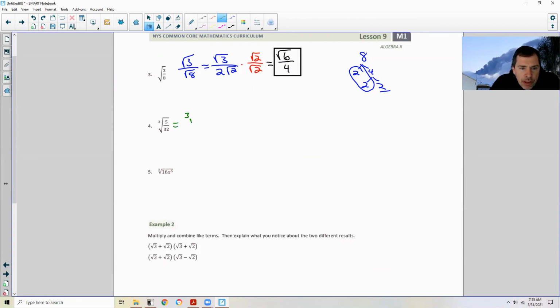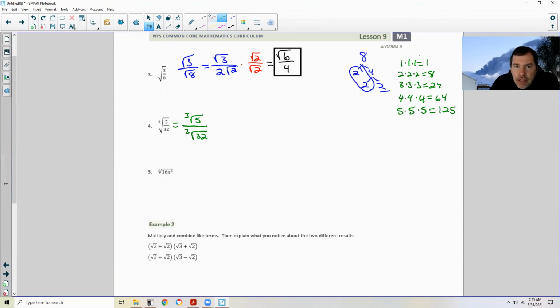So I'm going to split this up just like we did the square root. So it's the cube root of 5 over the cube root of 32. All right. Now, what are cubes? 1 times 1 times 1. So let's just do this for a minute. 1 times 1 times 1 is 1. 2 times 2 times 2 is 8. 3 times 3 is 9 times 3 is 27. 4 times 4 is 16, and 16 times 4 is 64. 5 times 5 is 25, and times 5 is 125, and so on and so on.